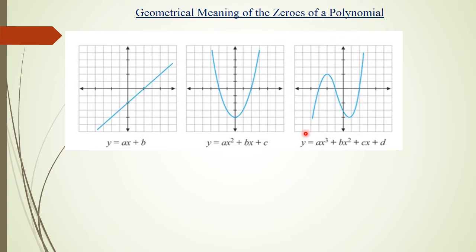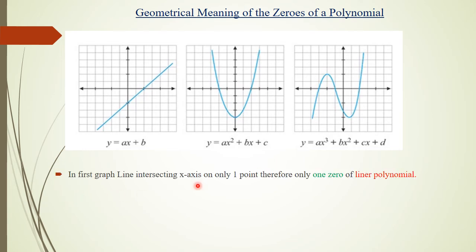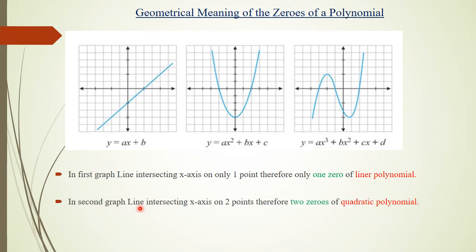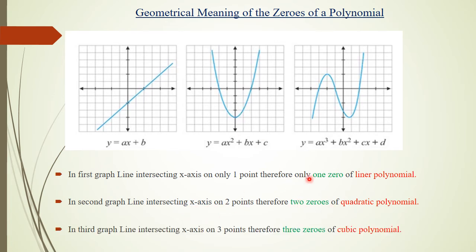We can also have some cases where quadratic and cubic polynomials may cut the axis at only one point, or they may not cut the axis at all. In that case, we can have fewer zeros than the respective degrees, but the maximum number of zeros is going to be equal to the degree of that polynomial. That is, in the first graph, the line is cutting the x-axis at only one point, therefore only 1 zero for the linear polynomial. In the second graph, the curve is cutting the x-axis at 2 points, therefore 2 zeros of the quadratic polynomial, and here you can see 3 zeros of the cubic polynomial.